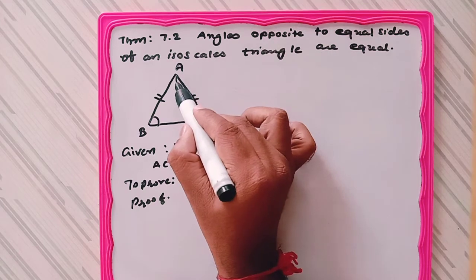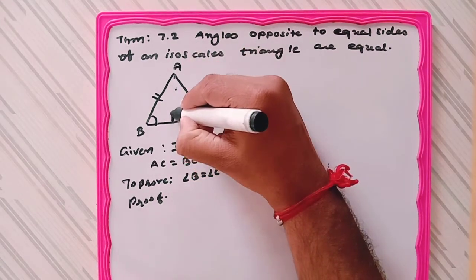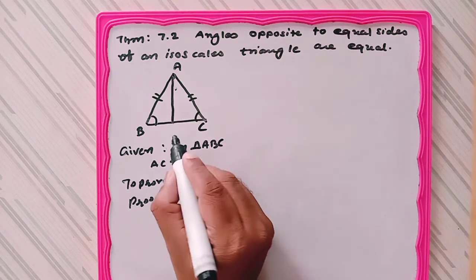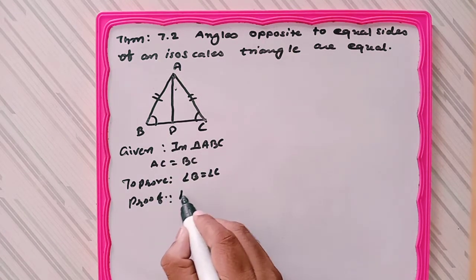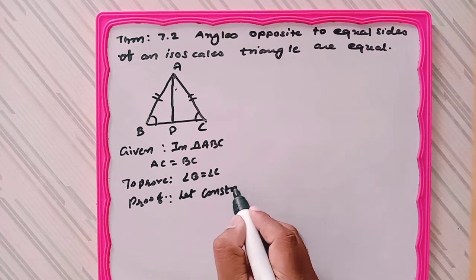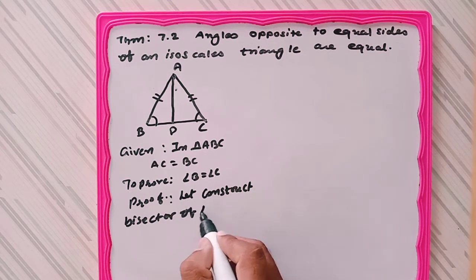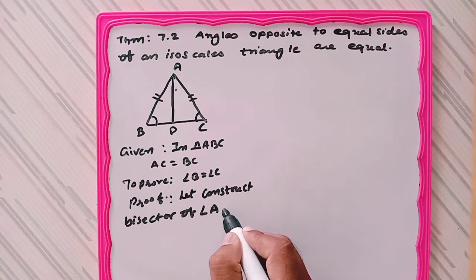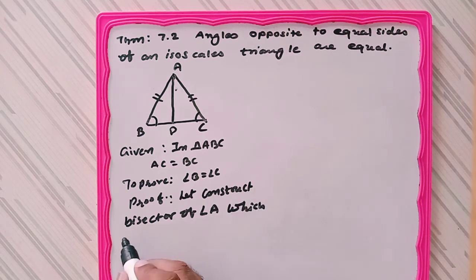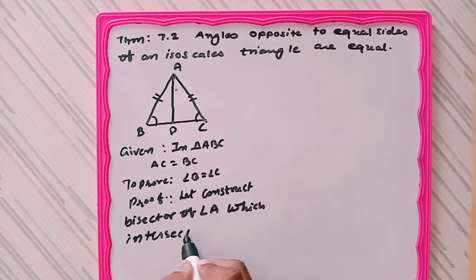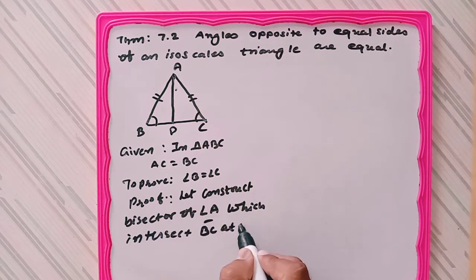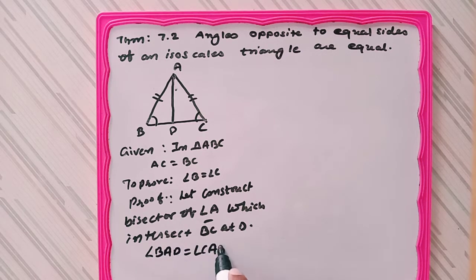Let's construct AD, the bisector of angle A, which intersects BC at D. Now as AD bisects angle A, we can write that angle BAD equals angle CAD.